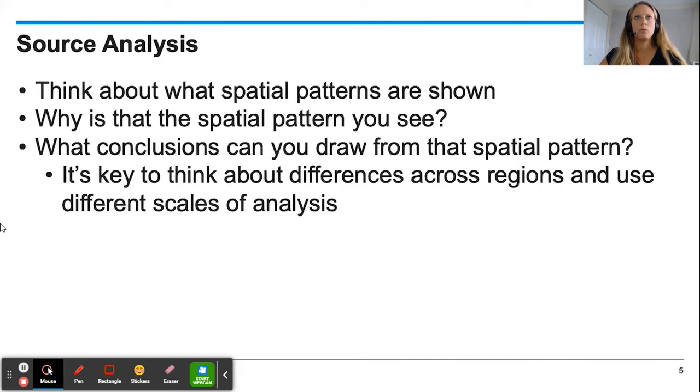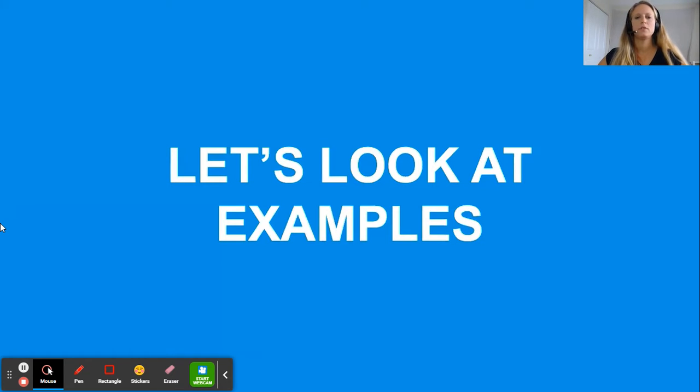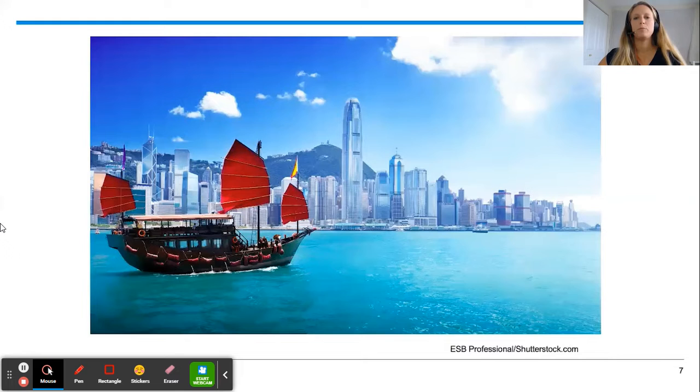And more importantly, what can we conclude from those spatial patterns? So we're comparing this across regions, across different scales, and trying to figure out why we even care about what we're looking at. So let's look at some examples. Remember that you can always pause the video to look at a photo longer because there's going to be a lot of photos and we want to explain a lot of different things about them. So pause it if you would like to look at it longer.